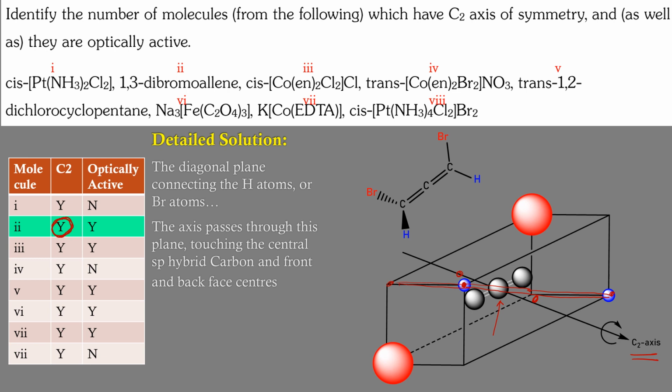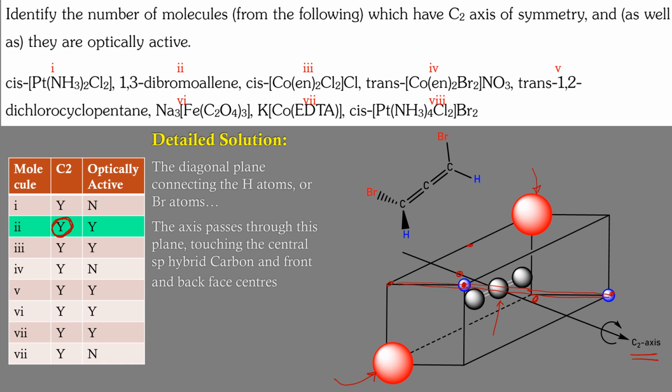And the same thing will happen for the opposite face, because this chlorine which was present on one corner, if we rotate this particular plane by 180 degrees, then this chlorine will reach the diagonal corner.